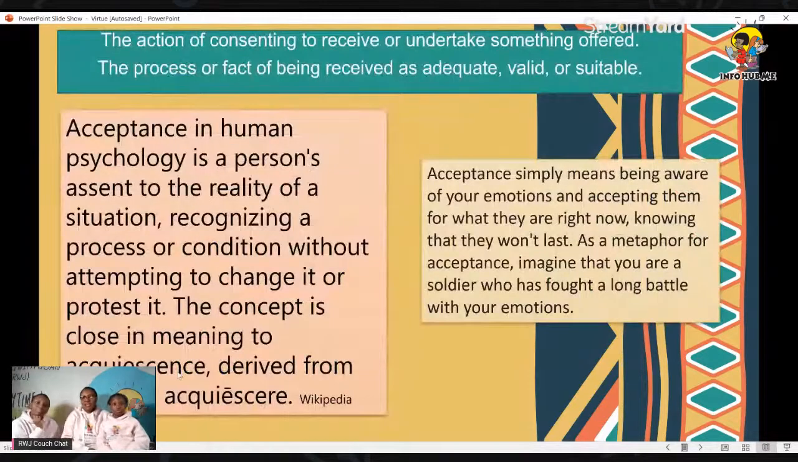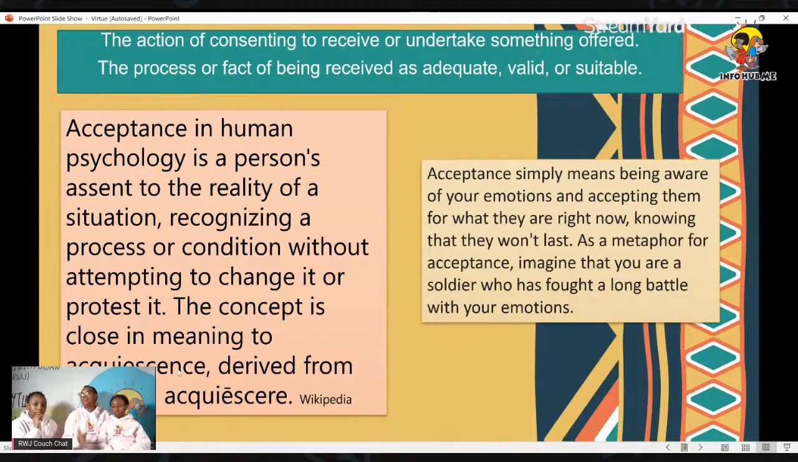So let's see, what is acceptance? Little J, let's start from you. The action of consenting to receive or undertake something offered. The process of being received as adequate, valid. So you see the two. One is the action and the other one is the process from the other party.